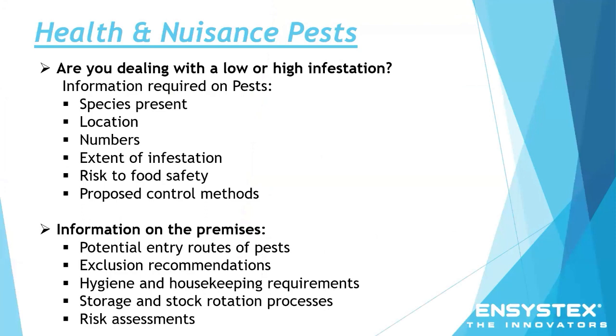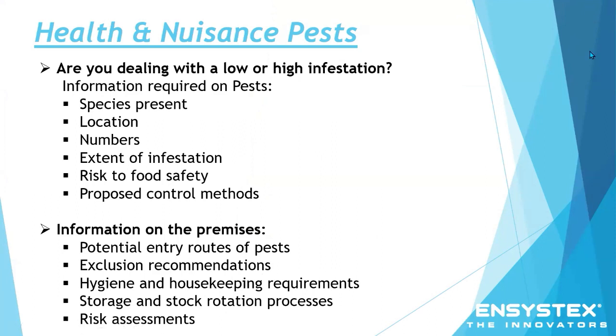So, are you dealing with a low or high infestation? These are notes you will make when you do your evaluation. What are the species present? Where are they located? What are the numbers? The extent of the infestation. Big thing, what is the risk to food safety? So, your risk assessment.